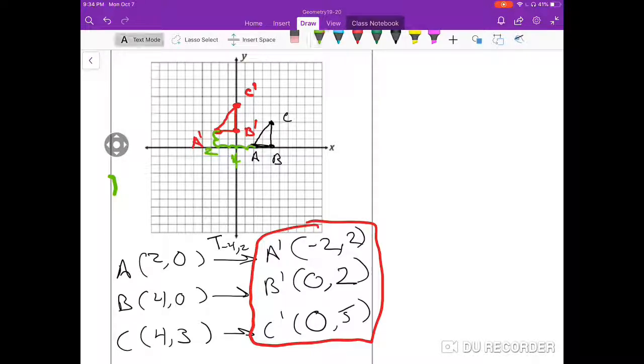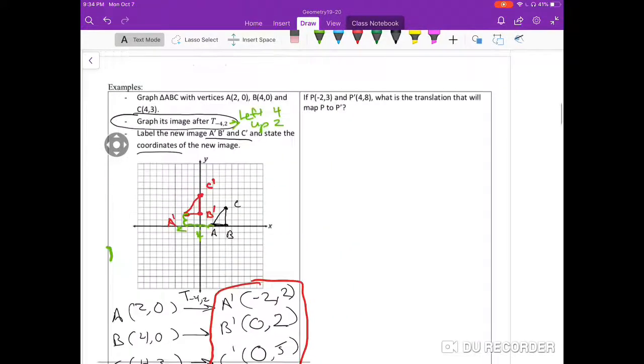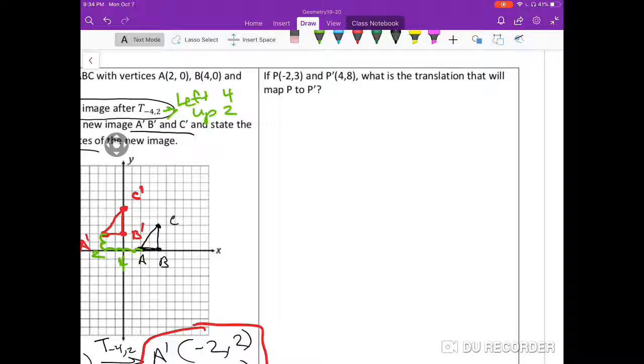All right. So the only other way they can ask a question about a translation or something else you'll see is if P, and we'll look at this second question here, if P is negative 2, 3 and P prime is 4, 8, what is the translation that will map P to P prime? Meaning, how do we get there? Now this would be very, very easy on a graph because we could just count it. But that's not going to happen here, so we're going to have to do a little bit of math and a little bit of thinking to figure this out.